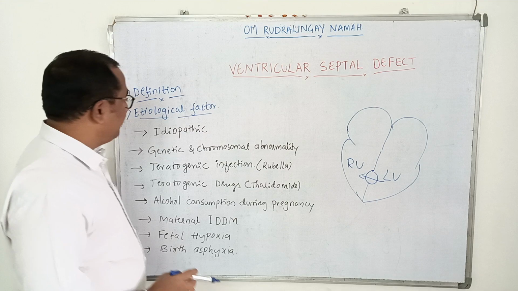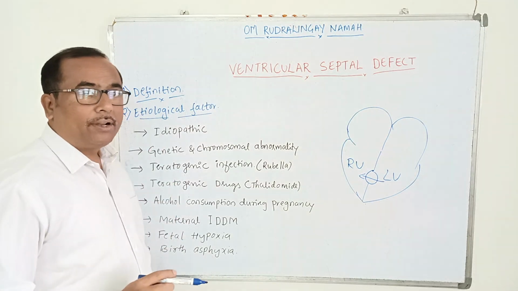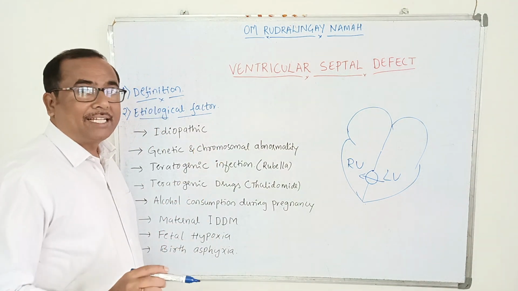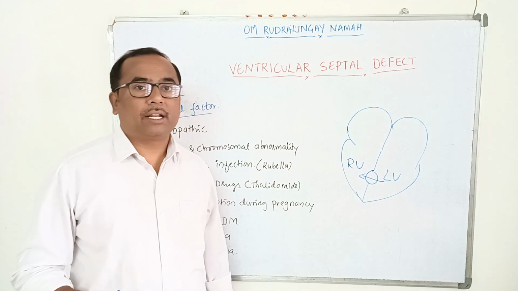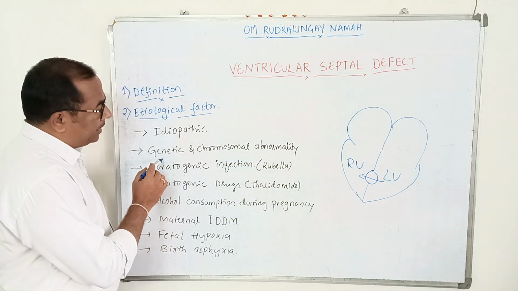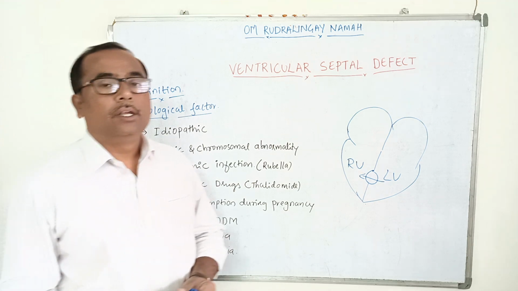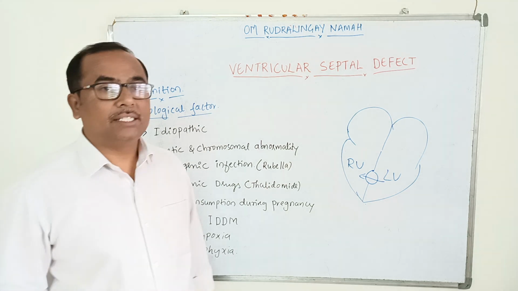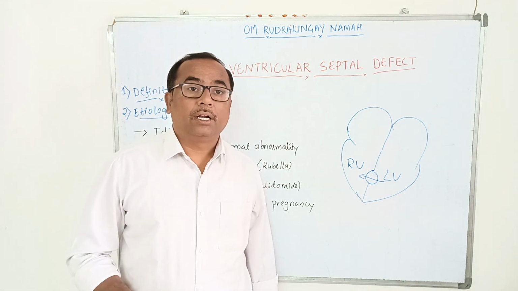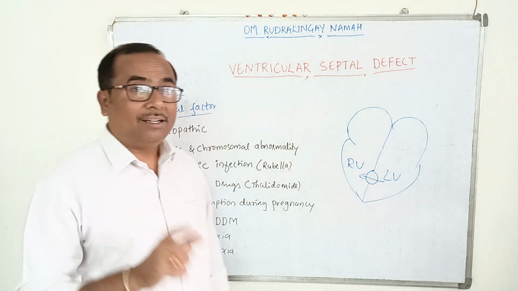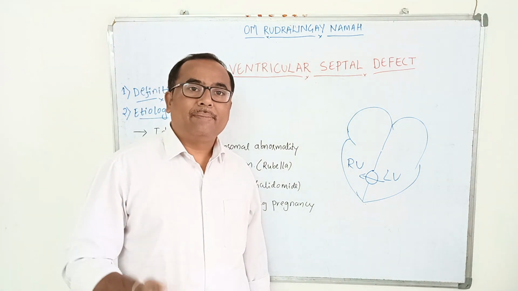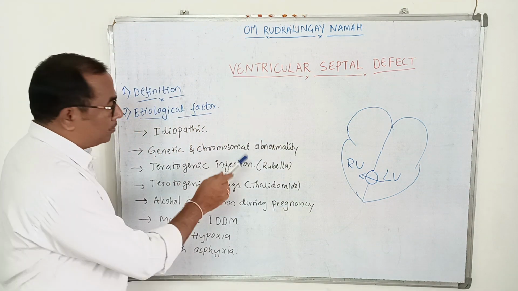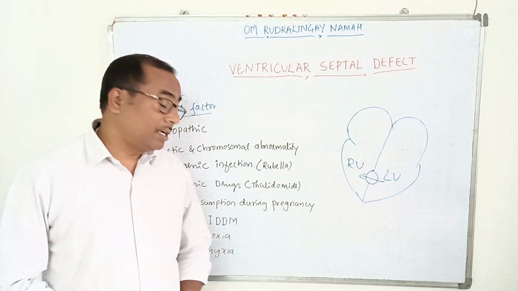The first cause is that the exact cause of ventricular septal defect is not known, so that is why it is known as idiopathic. Next one is genetic and chromosomal abnormality. Ventricular septal defect is mostly associated with genetic or chromosomal abnormalities such as Down syndrome, Klinefelter syndrome, Turner syndrome. In these chromosomal abnormalities, when we examine the heart, there will be congenital heart disease.